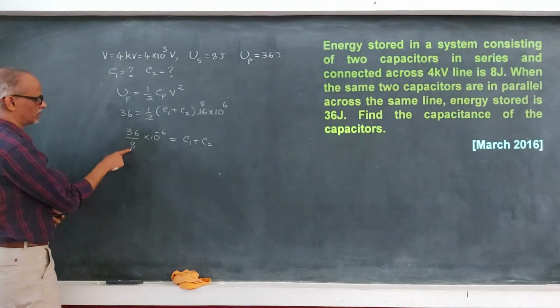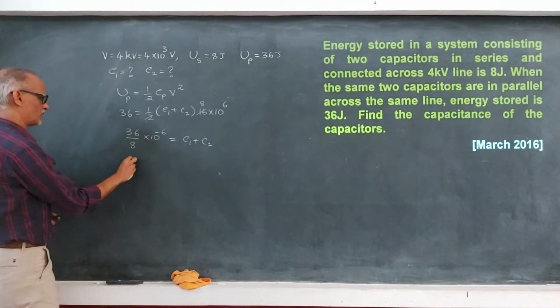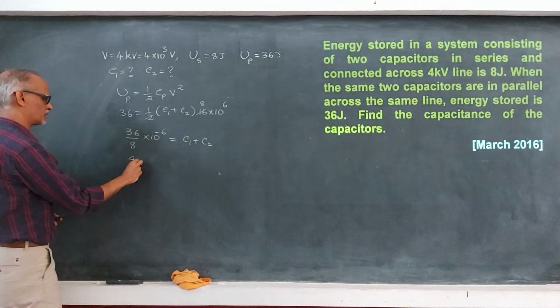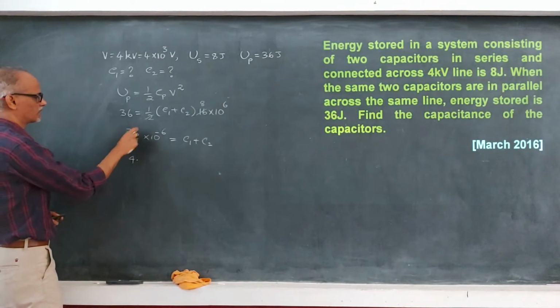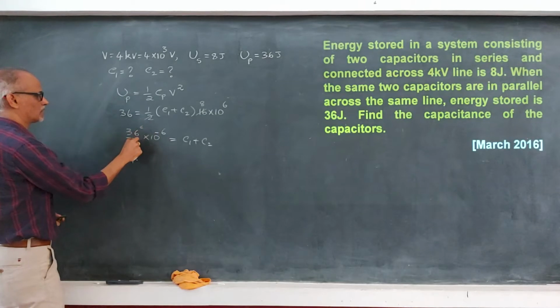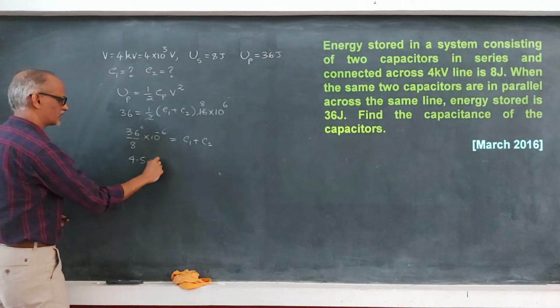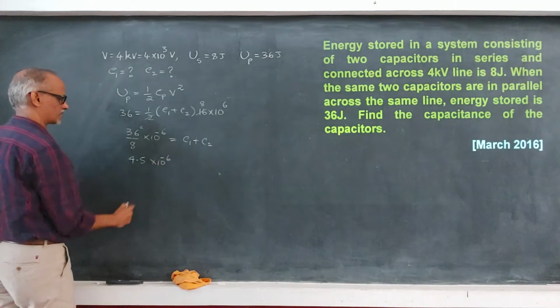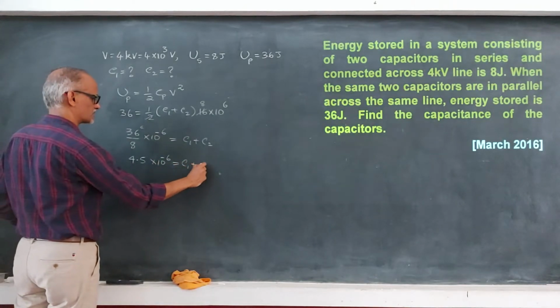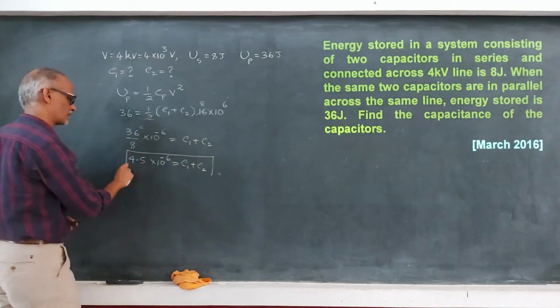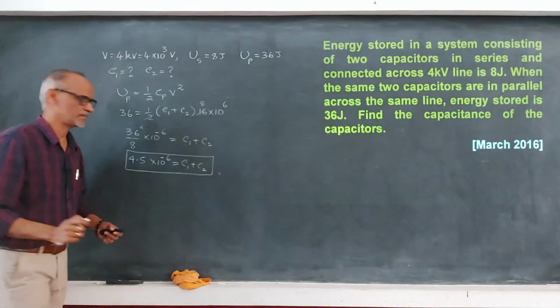Now, we can further simplify this. Here we have 8, 4s are 32, then we get 4 here, 4, 40 means 8 5, so it is 4.5 into 10 to the power minus 6. Now, that is the value of C1 plus C2. So, now we know the sum of the capacity.